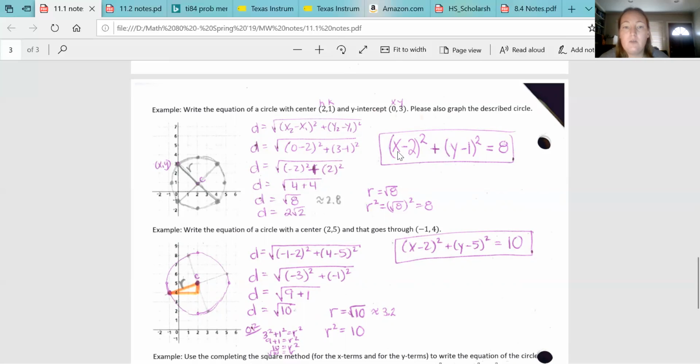So we do x minus the center x coordinate, so minus 2, and then square that, plus y minus the y coordinate of your center, so minus 1, square that, equals the radius squared. And when you square the square root of 8, you'll just get 8, as you can see right here. The radius was root 8. When I square that, the square root and the square cancel, leaving me with 8.